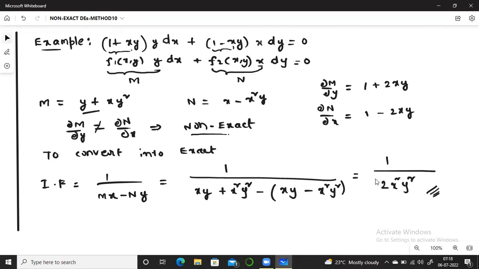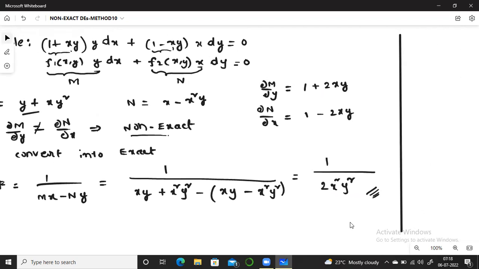Now let me go to another page. 1 over 2x squared y squared is the integrating factor I got. So I write once again the given equation. Let me take the problem once again: (1 plus xy) y dx plus (1 minus xy) x dy is equal to 0.